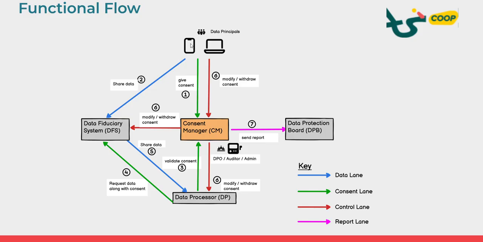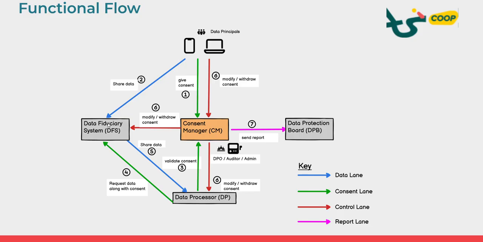So before they collect any data, they have to get a consent from their customers, or the data principals. The data principal needs to give consent for a specific purpose. That consent will be stored in the consent manager. Once the consent has been given, then the data fiduciary should collect the data and store that data in their system, right? So this is step 2.